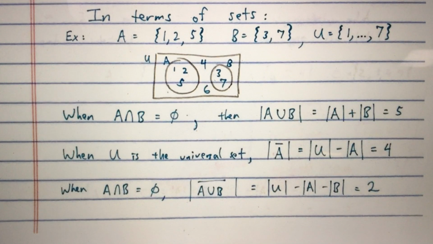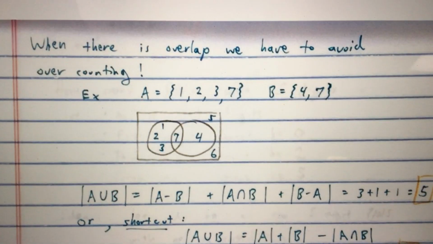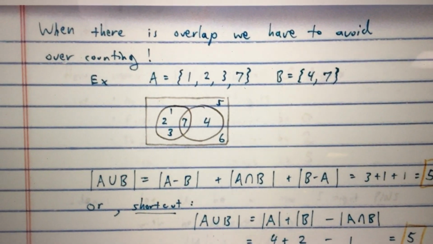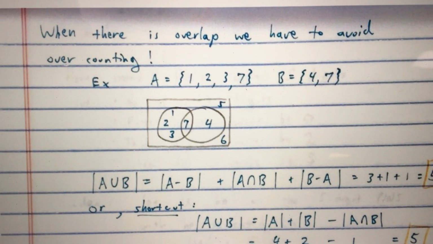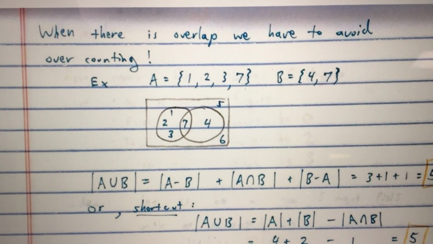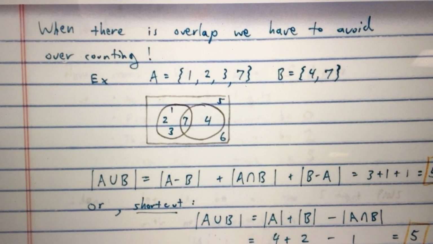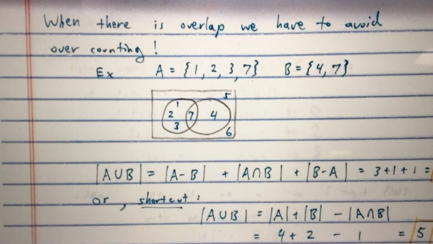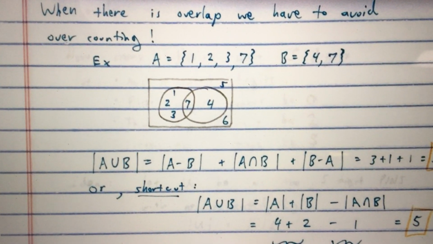All right, now let's make it a little bit fancier with some overlap between the sets. So when there's overlap, you have to avoid overcounting. Here's what I mean by that. Here's a couple of examples of A and B, different than the previous one. The same universe though, 1 through 7. This time the A and B overlap.